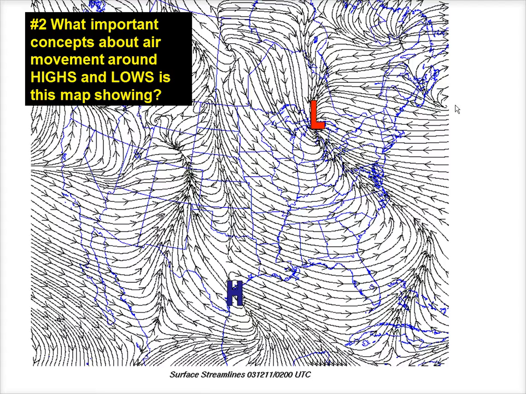And what you should know at this point is air rushes out of a high. You can see it's even rushing into the low. It's curved by the Coriolis effect, of course, but it also goes clockwise out of the high. It rushes into the low in a counterclockwise pattern, and these are distinctive of these types of pressure systems.